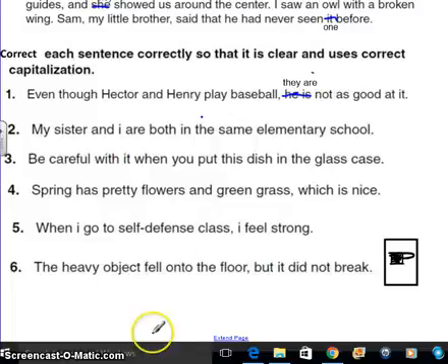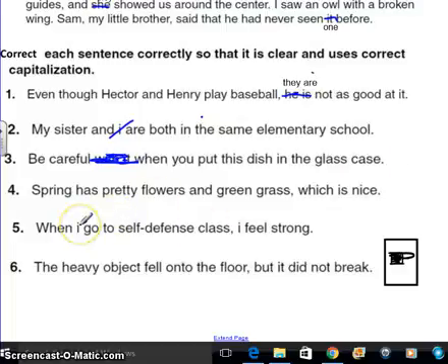All right, let's see if we need to correct anything here. My sister and I are both in the same elementary school. Yep, capital I. Good. Be careful with it when you put this dish in the glass case. Is there anything wrong with that? No, it's kind of wordy though. Be careful with, I probably would cross out it and with, and probably just go with this. Be careful when you put this dish in the glass case. That's probably what I would write to make it sound better.